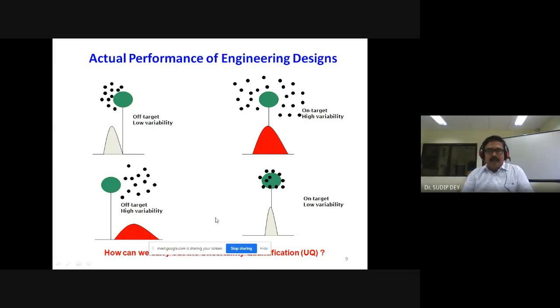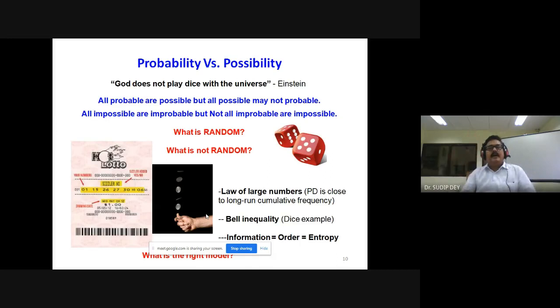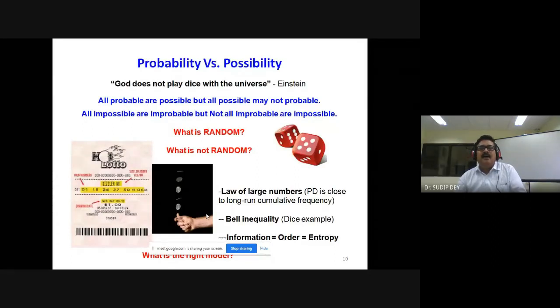Now, how can we quantify this uncertainty? Before that, we need to understand the difference between probability and possibility, because the future is uncertain, and every engineering system is always subject to some uncertainty. There is a great saying by Einstein that God doesn't play dice with the universe. Everything which is happening is not because of God, it is because of the uncertainty of occurrence. Now, what is the difference between probability and possibility?